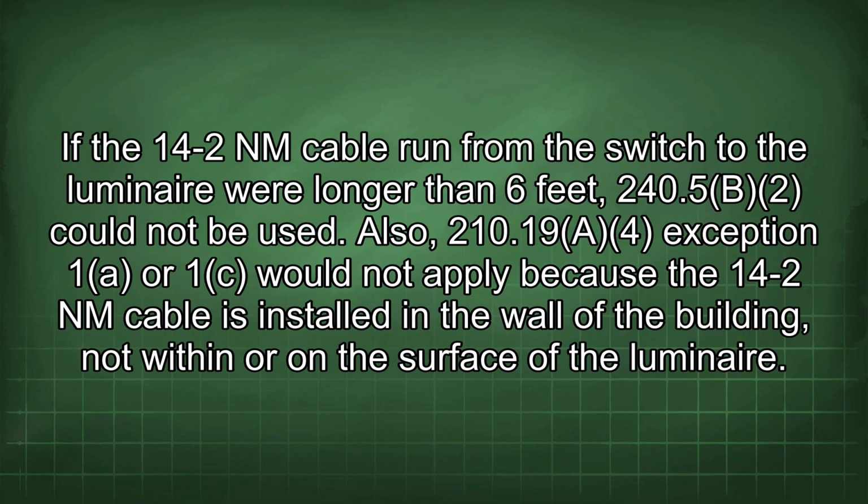If the 14-2 NM cable run from the switch to the luminaire were longer than 6 feet, 240.5(B)(2) could not be used. Also, 210.19(A)(1) Exception No. 1 would not apply because the 14-2 NM cable is installed in the wall of the building, not within or on the surface of the luminaire.